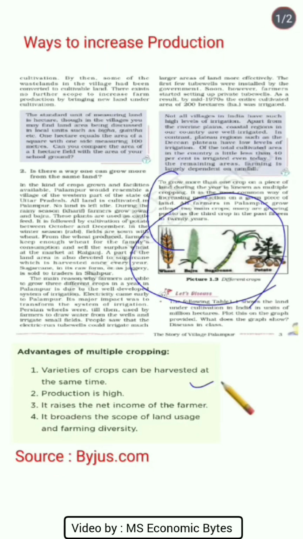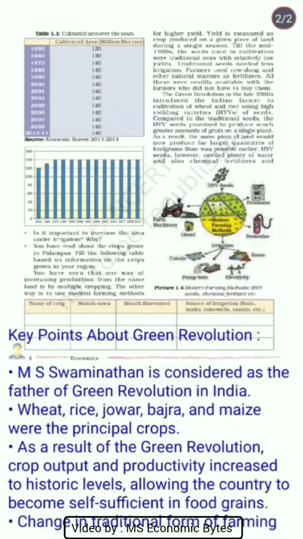A variety of crops can be harvested, production is high, it raises the net income of the farmer, and broadens the scope of land use and farming diversity. Next is the green revolution. The green revolution in the late 1960s introduced Indian farmers to cultivation of wheat and rice using HYV seeds. So these are some of the key points that you can take a screenshot of.